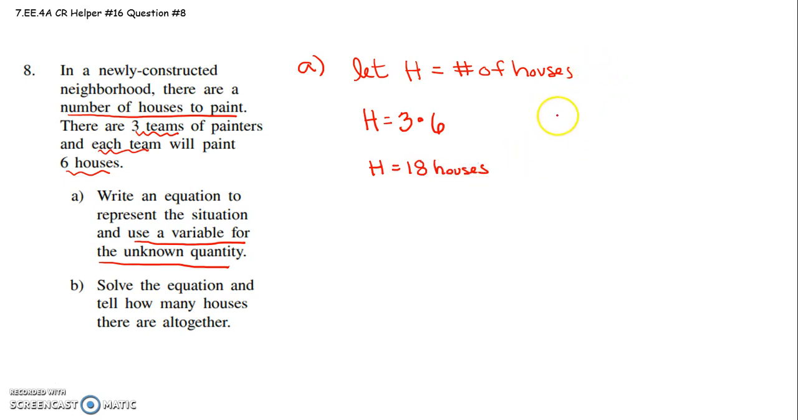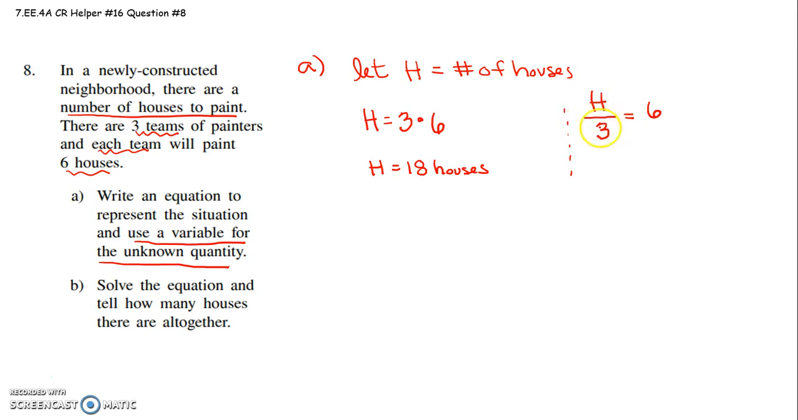You could also look at it another way. Again, it would still be H is your number of houses. When I take my total number of houses and I divide it up into 3 teams, each team paints 6 houses. So if you take your total number of houses, divide it by the number of teams, you'll get the number of houses. How do we undo this division?